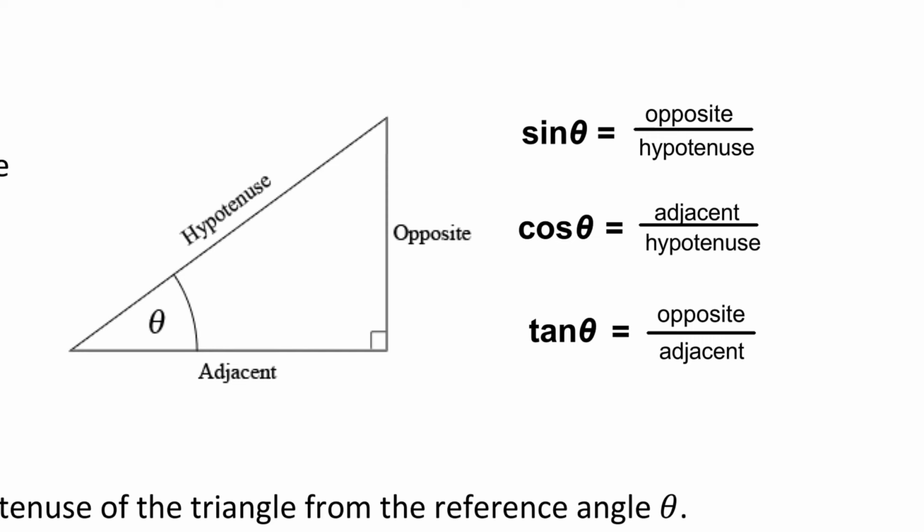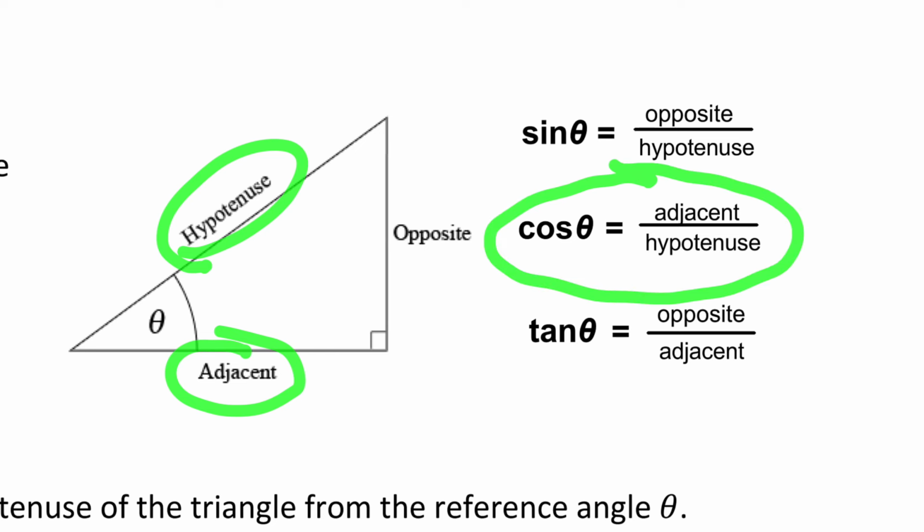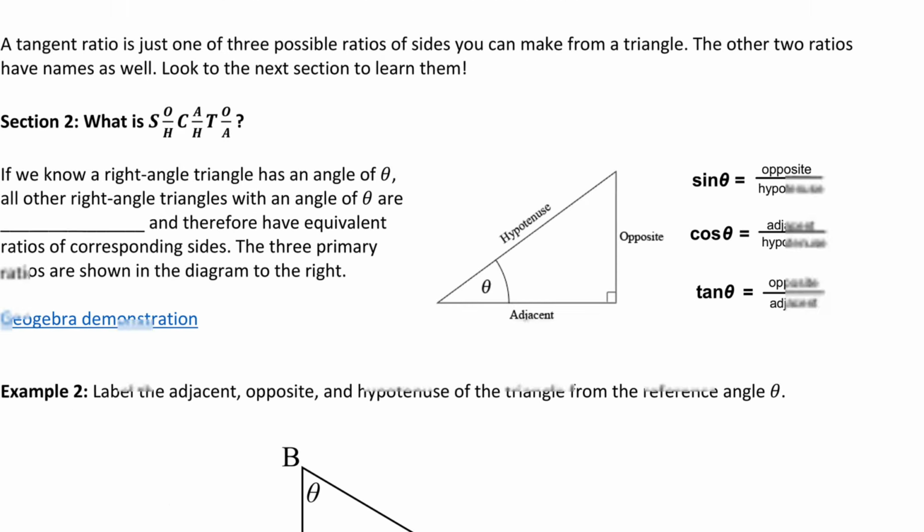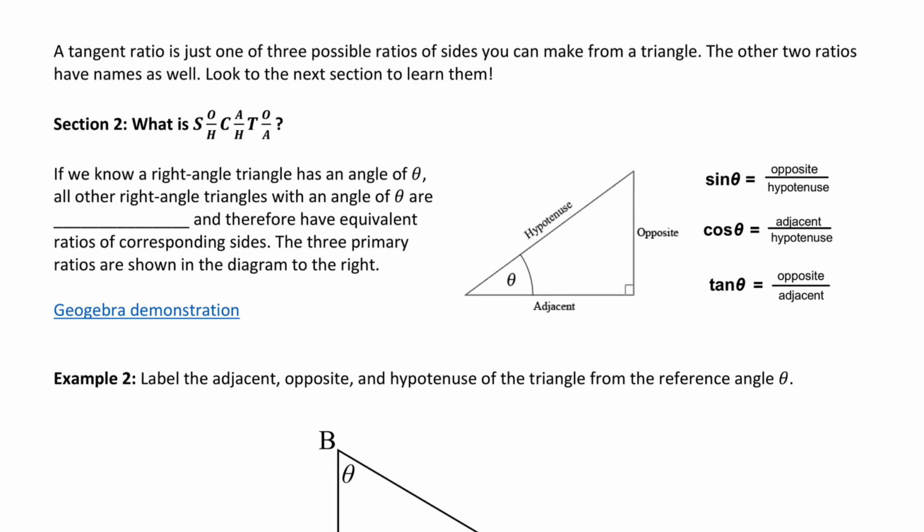And we can also find the ratio of the adjacent side to the hypotenuse. That's called the cosine ratio. So cosine of theta equals the adjacent side divided by the hypotenuse. Those are the 3 primary trig ratios. And this little paragraph that we have written right here is very fundamental to your understanding of what these primary trig ratios are and how they work.